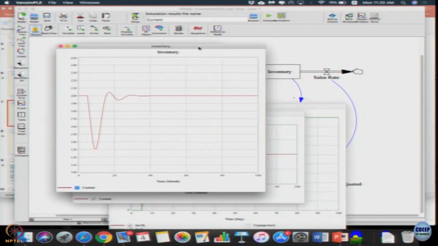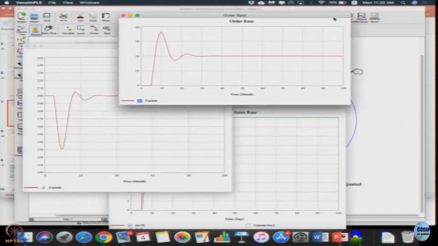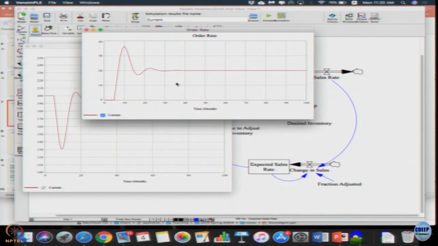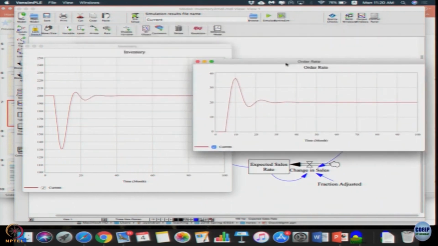It is causing the oscillations in inventory and order rate, while the expected sales rate does not oscillate, yet causes oscillation in your order rate. So, this is a very simple example of the origins of oscillations in business cycles. Why do you think it oscillated?